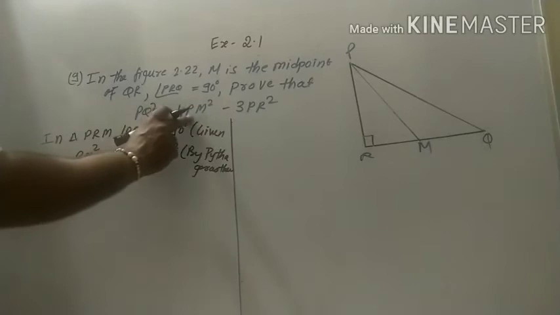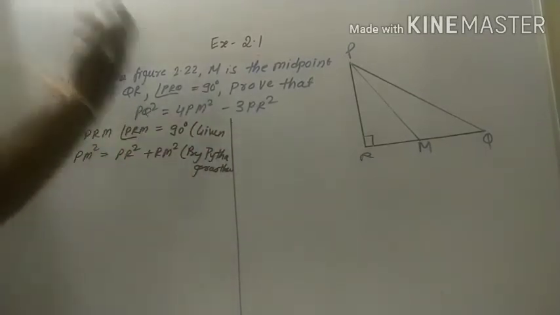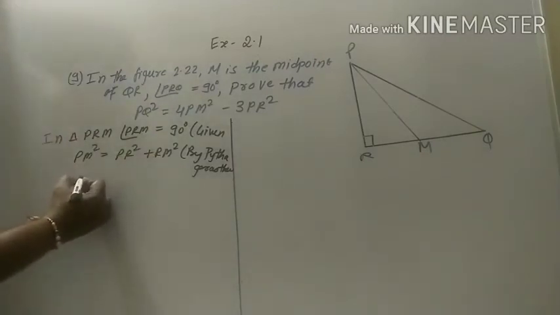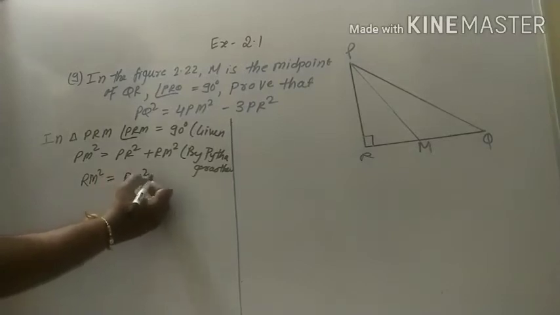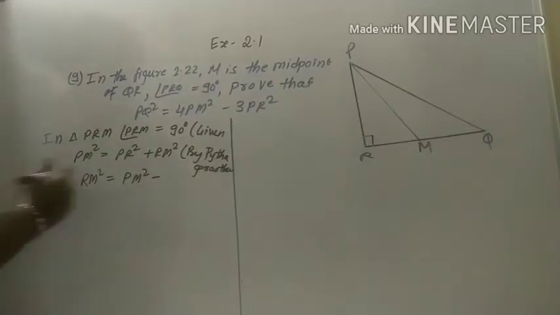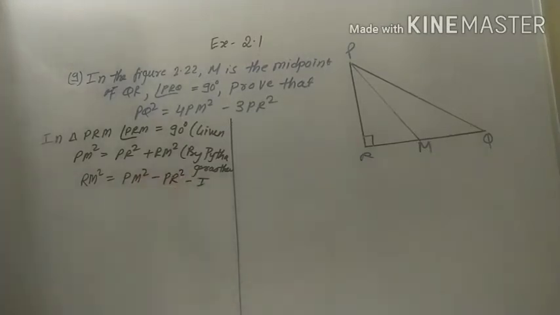Here we have PM square and PR square, but there is no RM square, so we convert it into the form of RM square. RM square is equal to PM square minus PR square. That is our statement number 1. In triangle PRM, angle PRM is 90 degrees, PM square is equal to PR square plus RM square, so RM square is equal to PM square minus PR square.